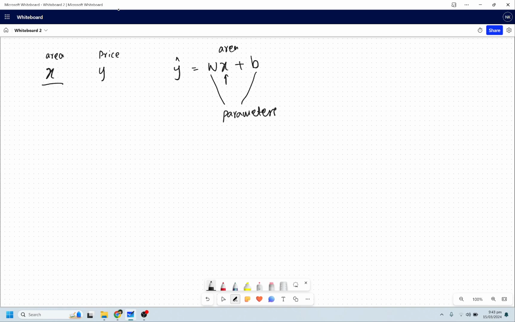Now, initially, we don't know what we should put for the values of W and B because we don't know that yet. And that is why we just randomly initialize these two values. But because we randomly initialize these two values, the output of the model is going to be something that would be far away from what the true output would be. So the goal here is to figure out what is the value for W and B such that the model outputs something which is closer to what the true output is.